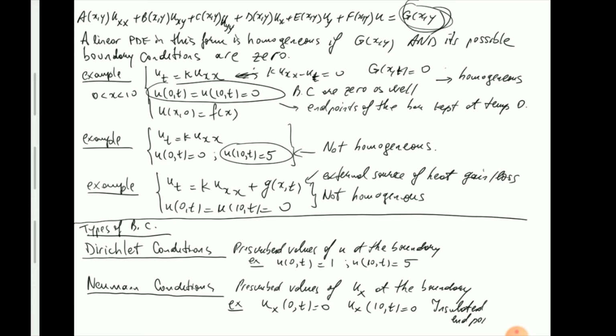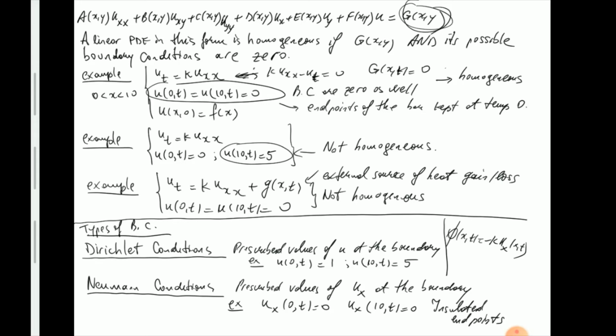So when the condition states that at a certain endpoint there is insulation, there is no heat flow across that point, that automatically leads to a Neumann type condition, right? Because remember, u partial x in the heat equation case is related to the flux. So remember, the flux at the point x,t is some constant times the temperature gradient, u partial x of x,t.